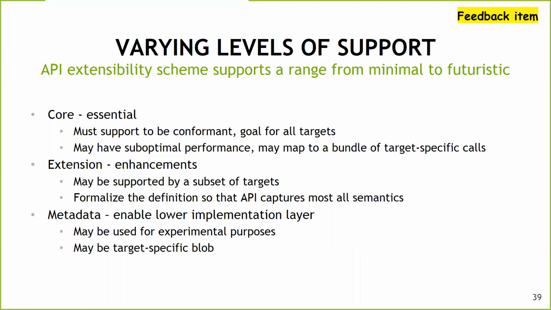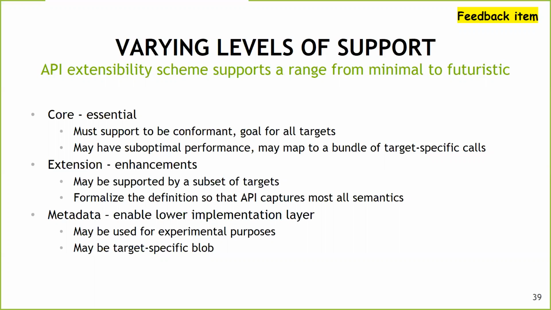The approach we're looking to take is to figure out what's at the core, the essential things that you have to have for this to be functional. You must support that, and the goal is to cover all the key targets for it. It may not have the very best performance, and it may map to, okay, you want me to do a bunch of things, so I'll do this and that, and I'll make it all happen. There may be some mismatch between this and my underlying implementation layer, but at least it's functional. You can then have enhancements as extensions beyond that core, so some targets may support the extensions and some not.